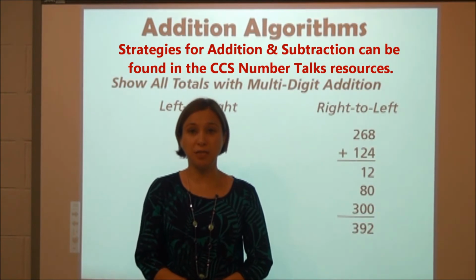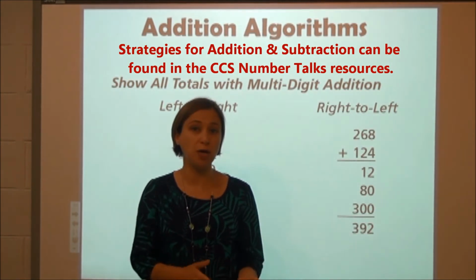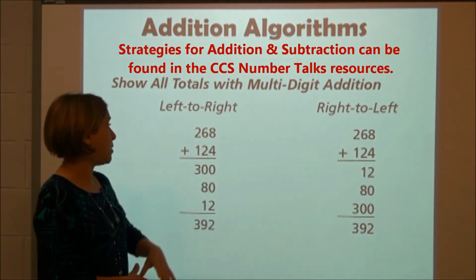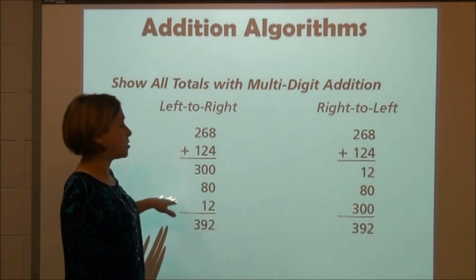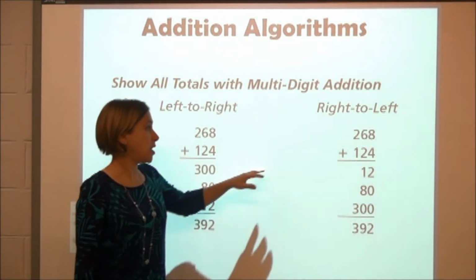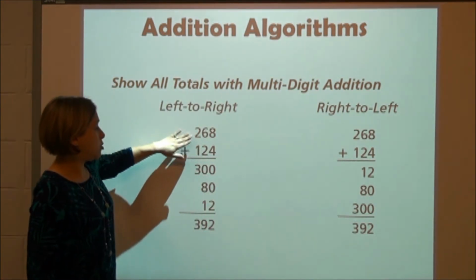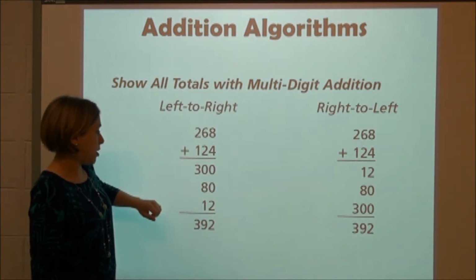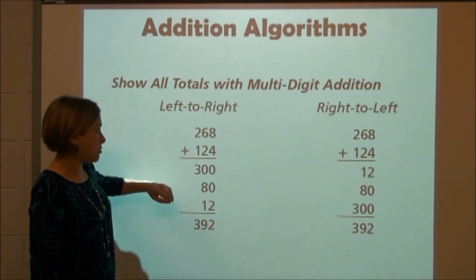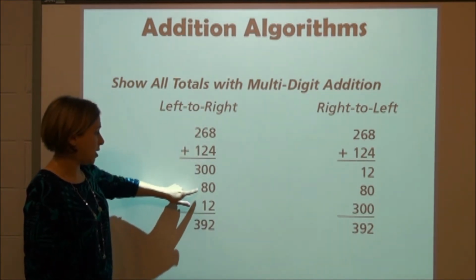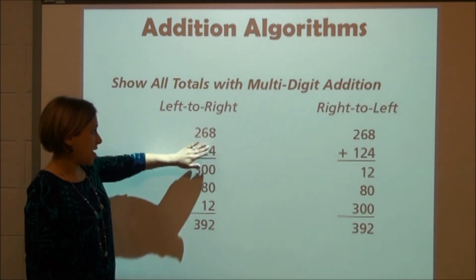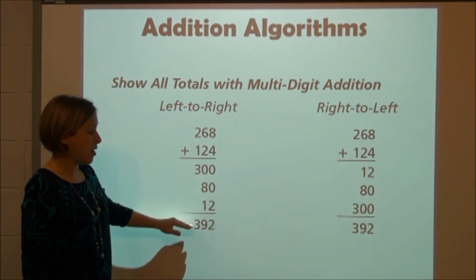Start with easy to understand algorithms like show all totals. Here you have an example of show all totals. Here the student is working from left to right. Here the student's working from right to left. So here I would say 200 and 100 makes 300. So I write down 300. And then 60 plus 20 is 80, and then 8 plus 4 is 12, and then I would add them all together.